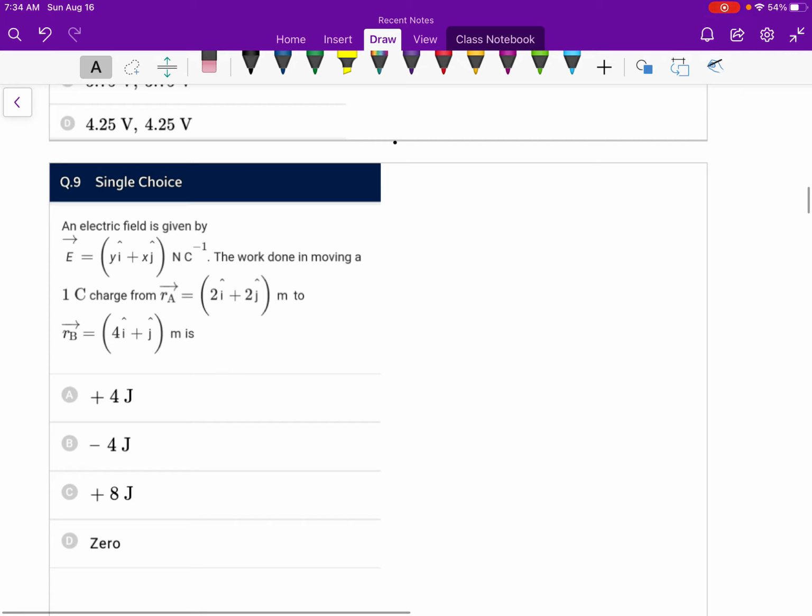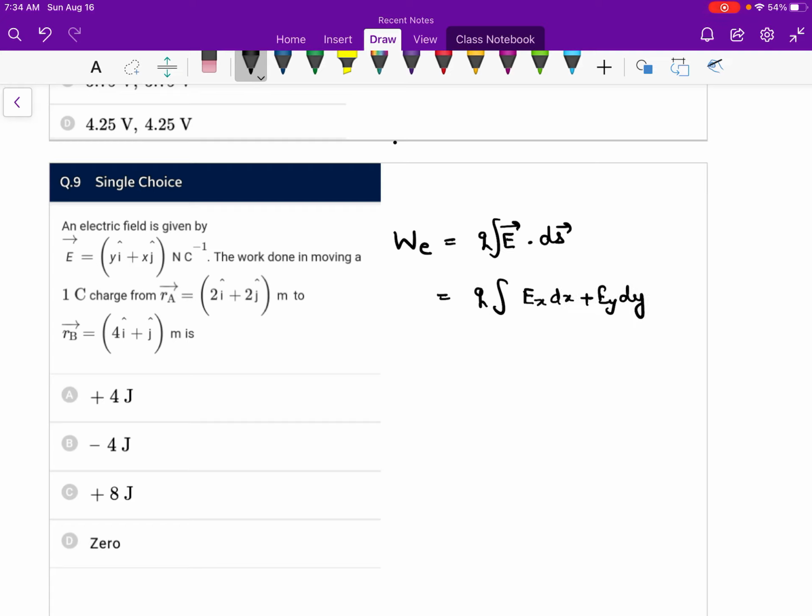An electric field: the work done in moving a charge from this point to this point is W = ∫Q E·ds, that is Q∫(Ex dx + Ey dy). Here Ex is y and Ey is x, so this is Q∫(y dx + x dy).